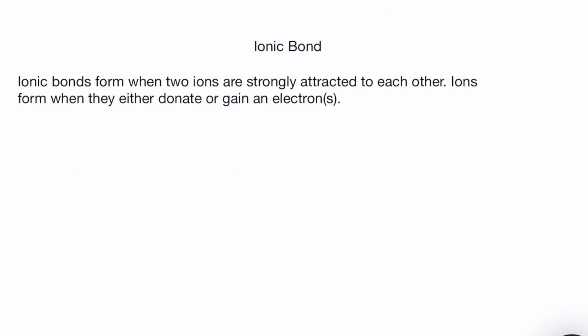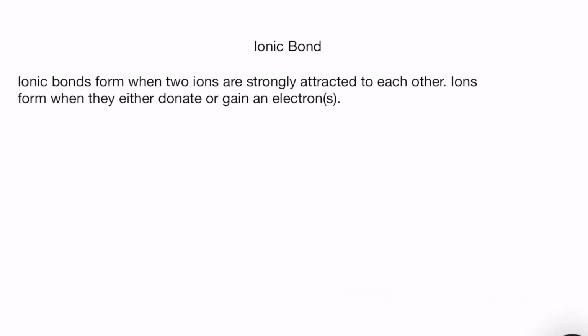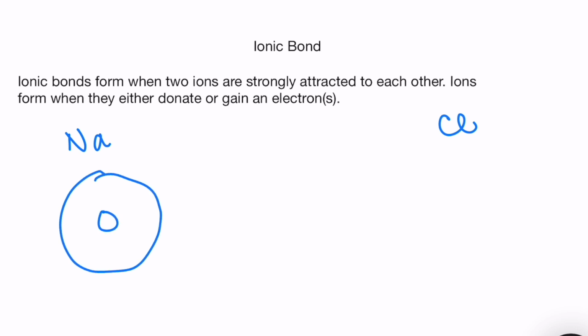Now we're going to talk about ionic bonding. Ionic bonding happens when 2 ions are strongly attracted to each other. Ions form when they either donate or gain an electron. When atoms gain or donate an electron, an ion is formed. We're going to talk about sodium here, and we're going to talk about chlorine here. So sodium has 1 valence electron. Okay, I'm not going to draw the rest of it just to save time, but sodium has 1 valence electron in the 3rd shell.